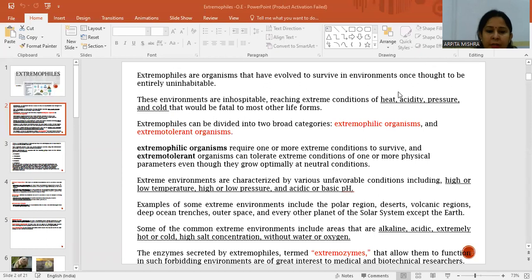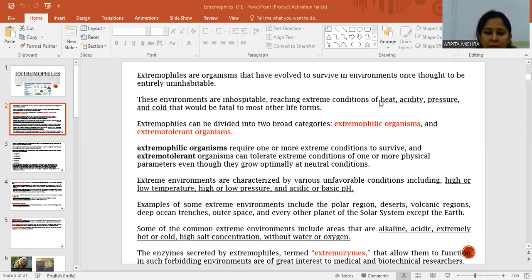So extremophiles can be divided into two broad categories, that is extremophilic organisms and extremotolerant organisms. Now, extremophilic organisms are those organisms which require one or more extreme conditions to survive. So the word philic means loving. So these prefer, or they are capable of surviving in extreme conditions.